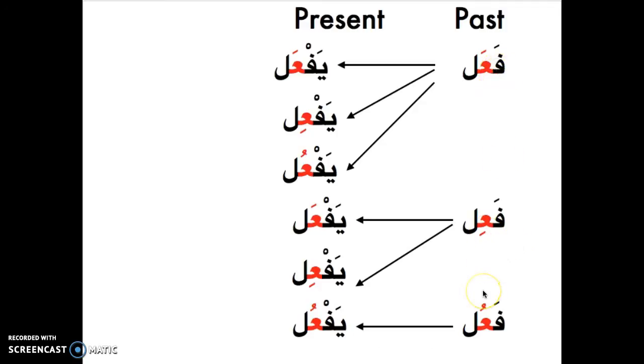So, okay, how many are those? 6. Yeah, we have 6 variations. And what else should we explain? Yeah, the naming. So what happened is those 6 variations, instead of calling them 1, fa'ala, yaf'ul, or 2, fa'ala, yaf'il, 3, fa'ala, they gave each one of them a name.